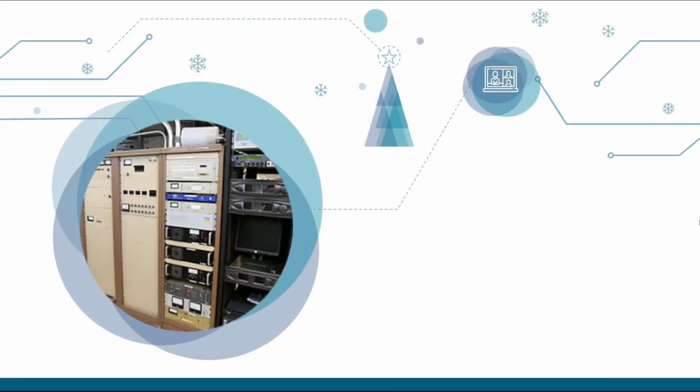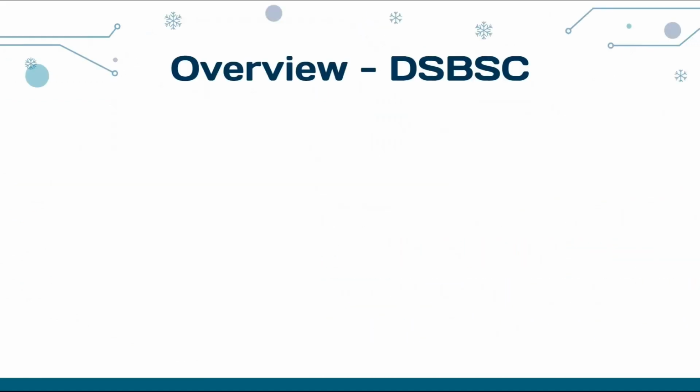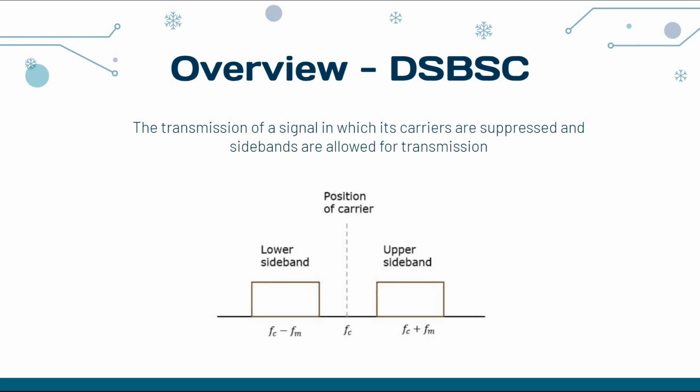Hi, I'm Sichi, and now I would like to present double sideband suppressed carrier. So what is DSBSC? It's the transmission of a signal in which its carrier is suppressed and sidebands are allowed for transmission, as shown in the graph below, where only the lower sideband and the upper sideband are transmitted.